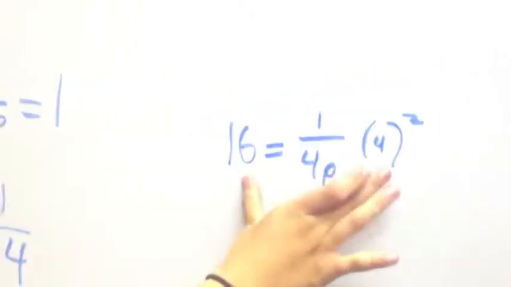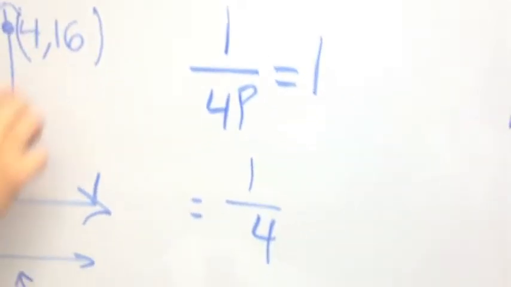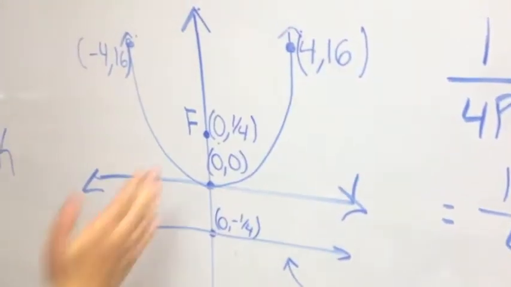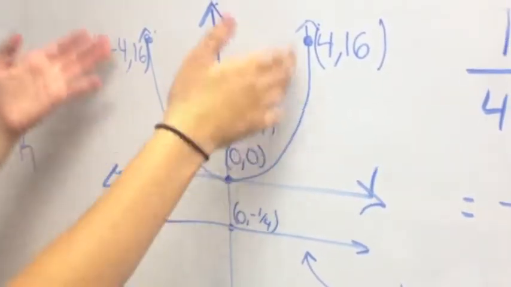Next, we took the x and y numbers in here, and we merely plugged them in. So 4 is x, 16 is y, and that was how we were able to graph the focus, the directrix, and the 2 points.